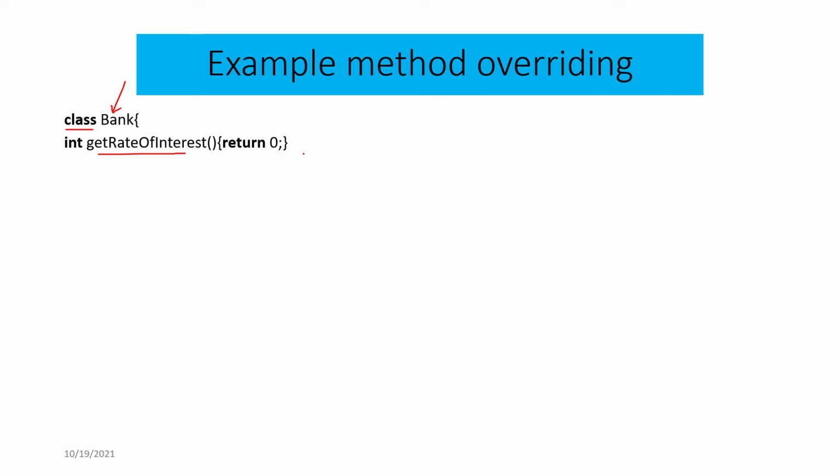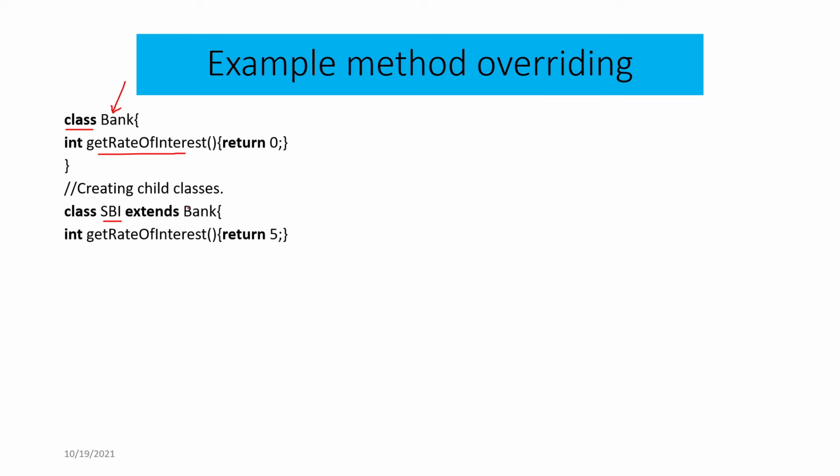Then I'm going to create three child classes. My first child class is the SBI class, followed by the class name: SBI extends Bank. As I mentioned in the previous example, extends is a keyword used in inheritance. So my first child class name is SBI and the parent class name is Bank. Then I have done overriding here: integer getRateOfInterest, and what it is returning is 5.